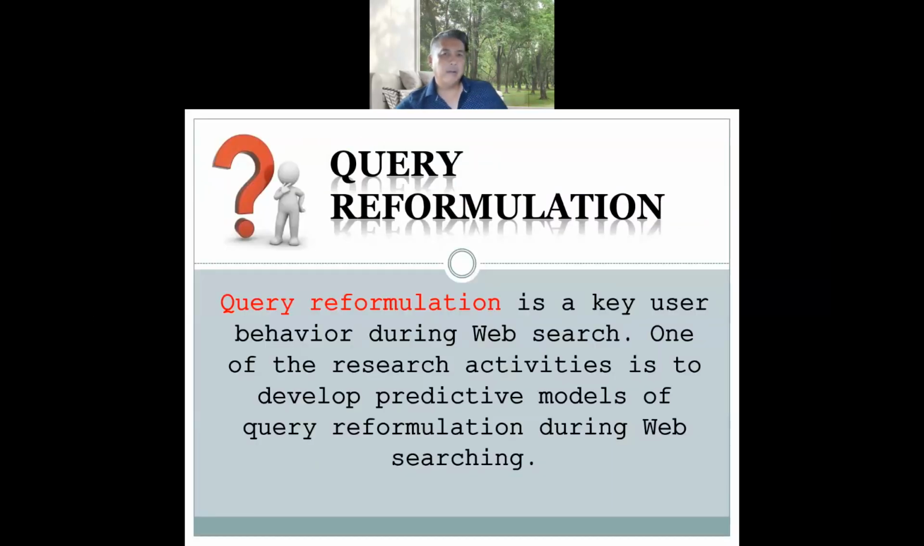Okay. So for query reformulation, this process happens when the output or the result given to you is not enough or not relevant to you. So you tend to reformulate your query by changing the keyword or by expanding your keyword. Okay? So one of the research activities is to develop a predictive model of query reformulation during web searching, meaning that they will try to predict what keyword you should be typing. That's where they suggest keywords to the user, depending on your user profiling.